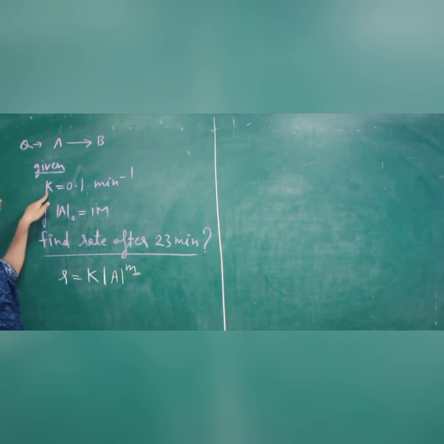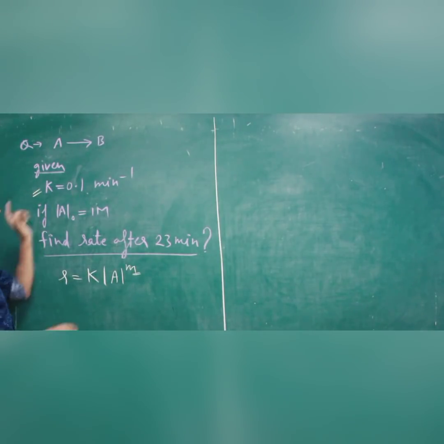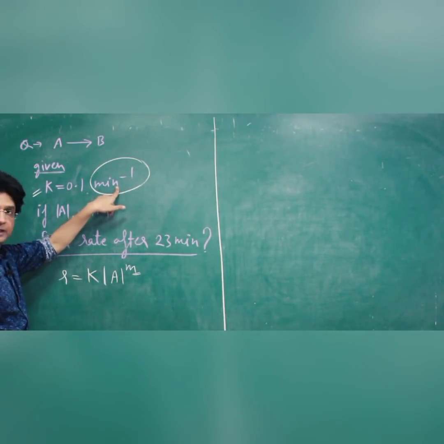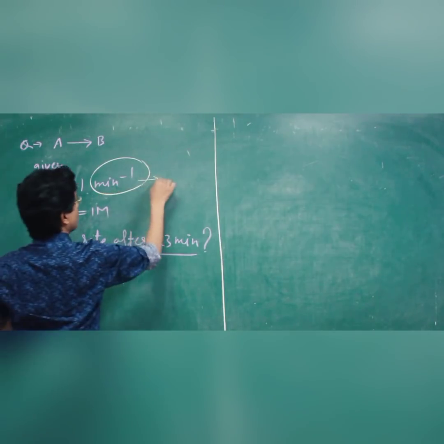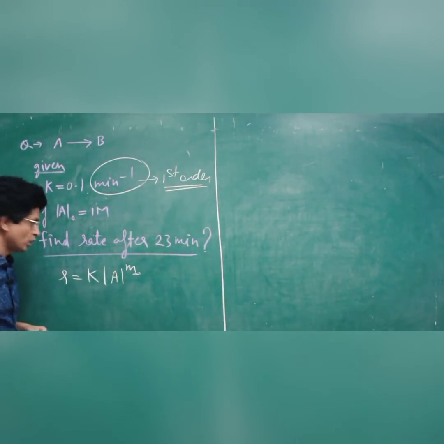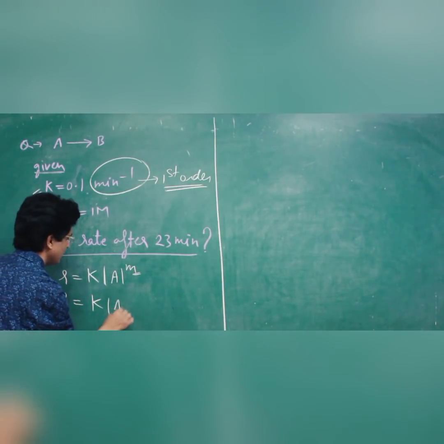Okay, so if I look at the units of K, I told you that please keep a watch on the unit of K. Unit of K is what? Per unit time, or per minute, per second. This is for first order reaction. Remember that. So half of our problem is already solved. This is the first order reaction. So the rate law will be R equals K A.